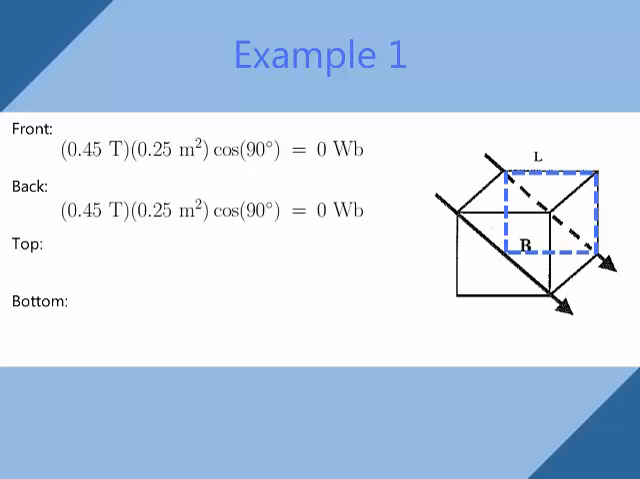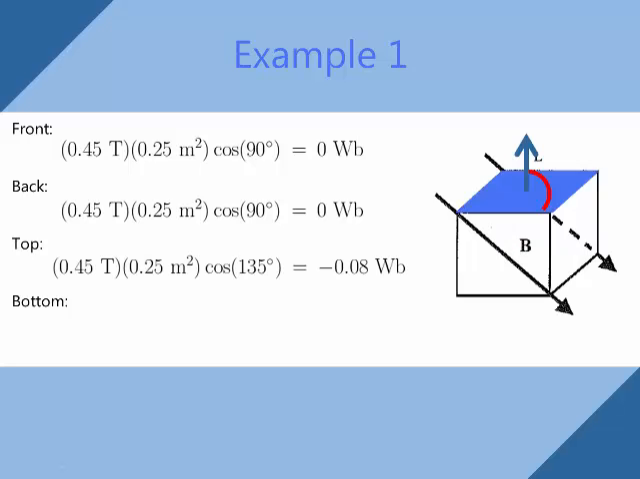On the back surface, the same is the case. The field does not penetrate the surface. On the top side, we can draw a surface normal and then find the angle between the surface normal and the field lines to be 135 degrees. This gives us a flux of negative 0.08 Webers.